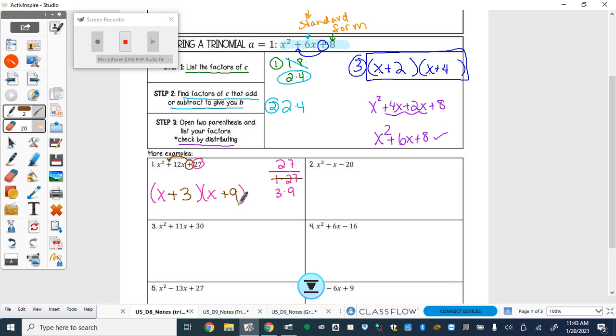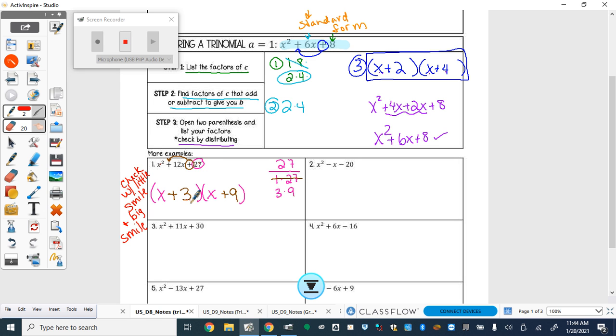I always like to tell kids to check using little smile, big smile. Check with little smile. And big smile. So what I mean by that is we don't need to check all of the terms here. I know x times x is going to give me my x squared. That's why I wrote them. I know 3 times 9 gives me my 27 because those were my list of factors. I just want to check to make sure I got the correct middle term of 12x.